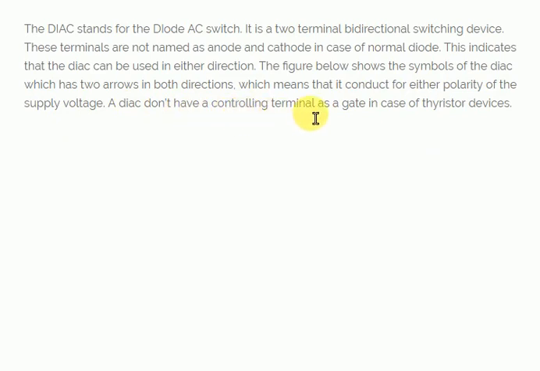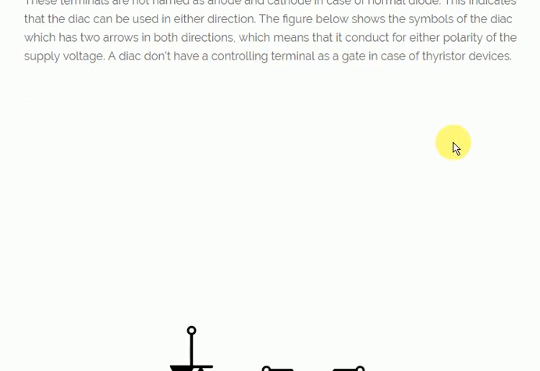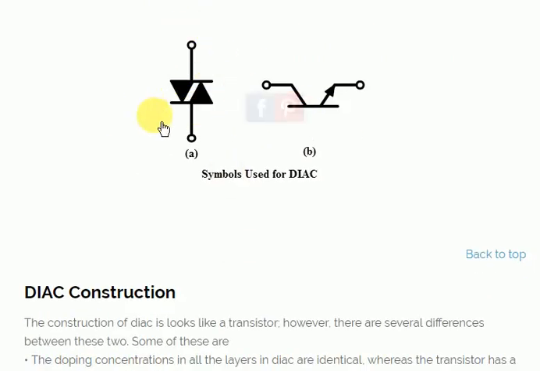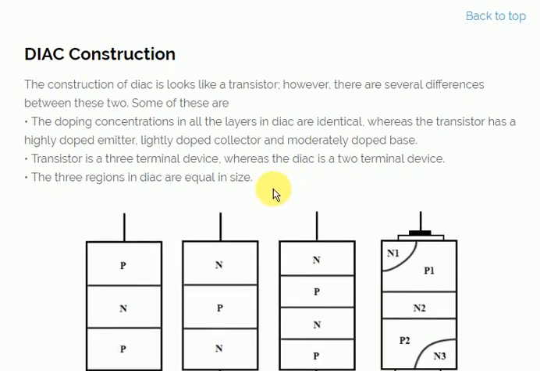The diac doesn't have a control terminal such as the gate in the case of a thyristor device. In a thyristor, a gate terminal for controlling voltage is there, but in the case of a diac there is no gate terminal. This is a symbol of diac, and this is also a symbol of diac. There is no anode or cathode because it works in both directions and depends on the polarity of the supply. Diac construction.